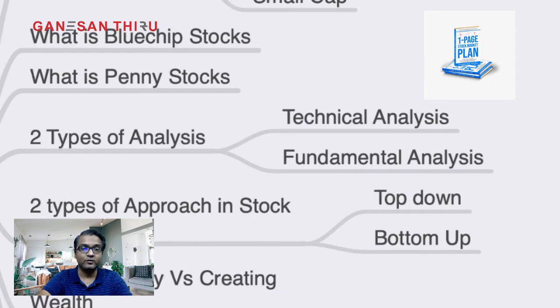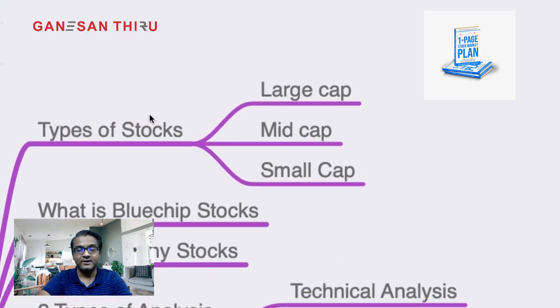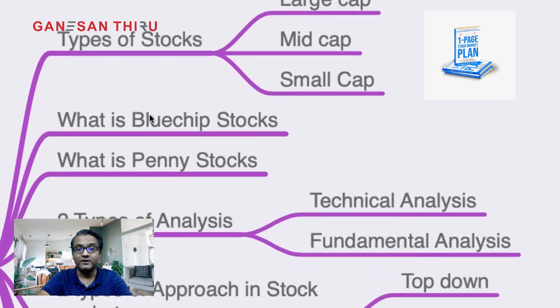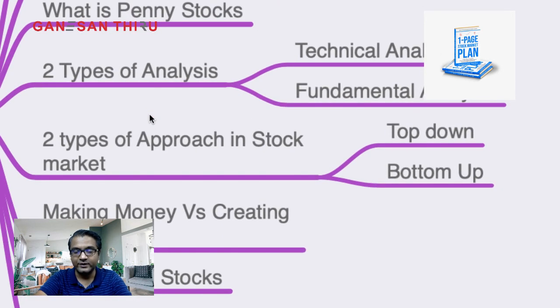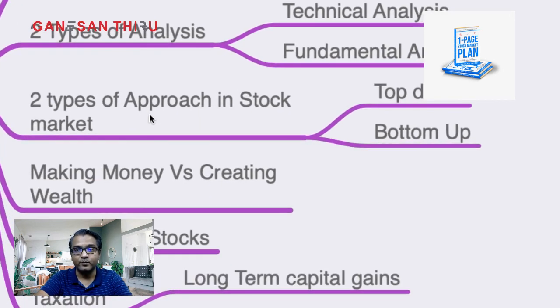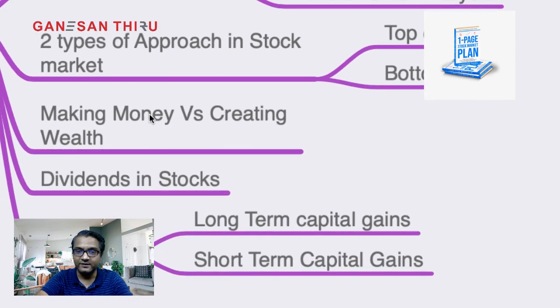So this is how you're going to invest. So types of stock, right? What are the three types of stock, what is blue chip stock, what is penny stock, what are the two types of analysis you will do in a company, and the two types of approaches in the stock market, top down and bottom up. And finally, making money, what is the mindset you should have in life, and what are dividends, do you need to focus only on dividends. And finally, from the taxation point of view, long term capital gains come at 10% for more than a year, and short term capital gains come at 15%, right?